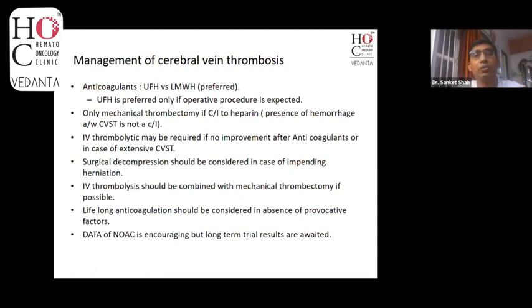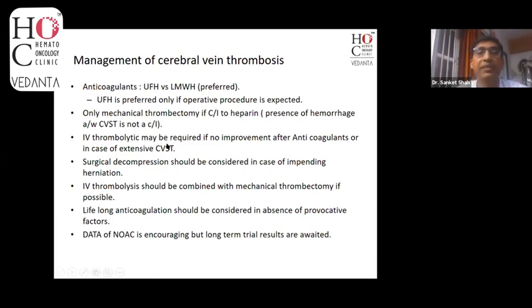Management of cerebral vein thrombosis: anticoagulants are always started early. LMWH is usually preferred, except in cases where an operative procedure is expected, because unfractionated heparin can be stopped and its action immediately reversed. Mechanical thrombectomy should be done only if there is a contraindication to heparin. However, keep in mind that the presence of hemorrhage associated with CVST, like in the area of the venous infarct, is not a contraindication for heparin, and heparin should be given in these cases.